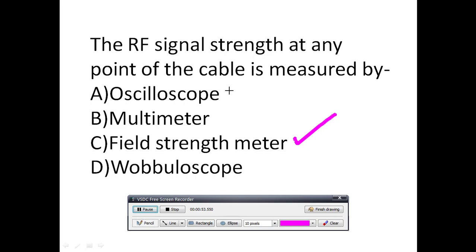Why? Because an obloscope is a device that generates and sweeps markers to test and align frequency bands. It has a wide frequency band selection on an XY scope to display the circuit's response. This is used for testing and aligning TV receivers. Hence, the correct answer is field strength meter for this question.